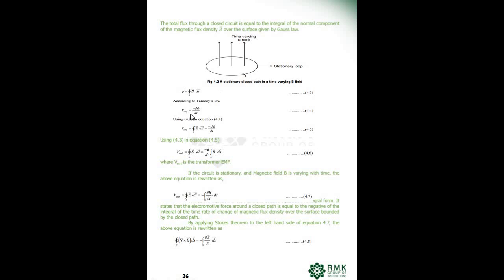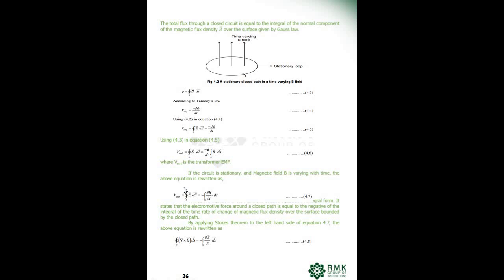Now we'll substitute on the left-hand side of the equation V EMF as the line integral of E dot dl, and instead of phi in minus d phi by dt, I'm going to substitute the integral of B dot ds. So this differentiation term will be there. When d by dt goes inside the integral, it becomes dou B divided by dou t. So we get equation 4.7: V EMF is equal to the closed loop line integral of E dot dl, which is equal to minus the surface integral of dou B divided by dou t dot ds.